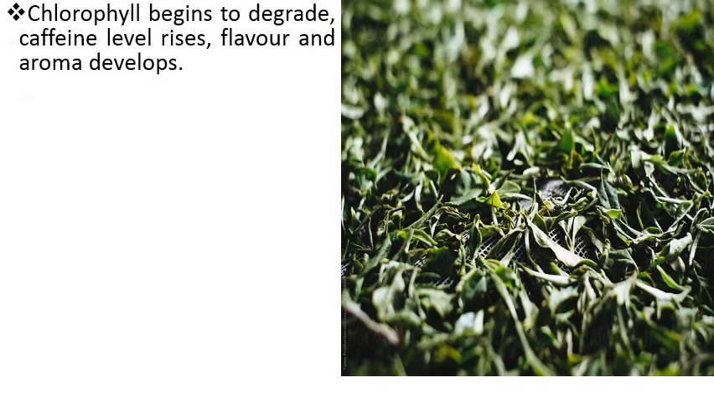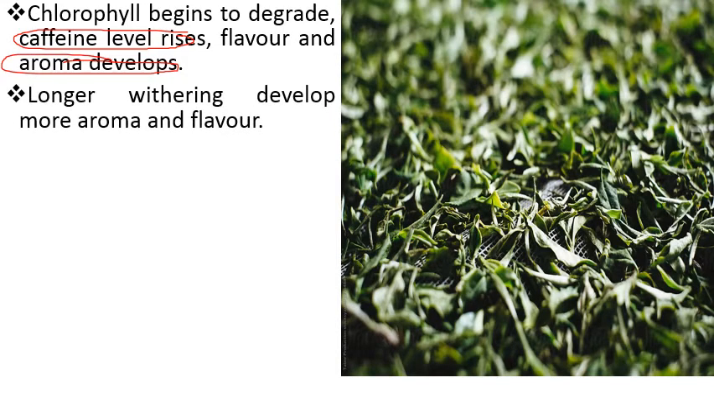So in this withering process, chlorophyll begins to degrade and caffeine level rises. The chlorophyll content reduces, chlorophyll degradation starts, and flavor and aroma develop during the withering process. Longer withering develops more aroma and flavor.